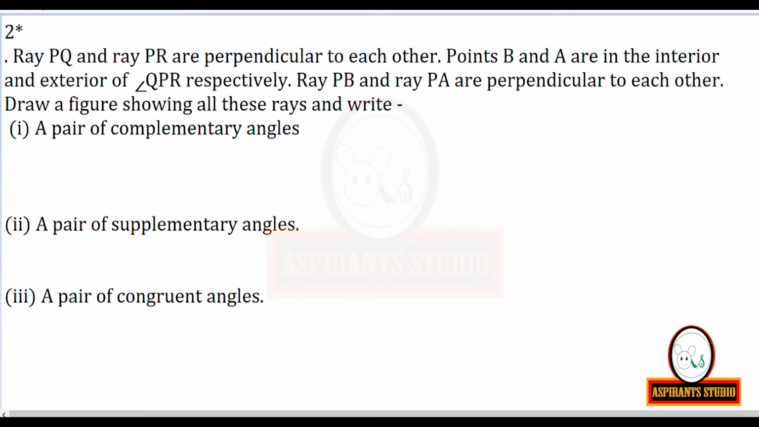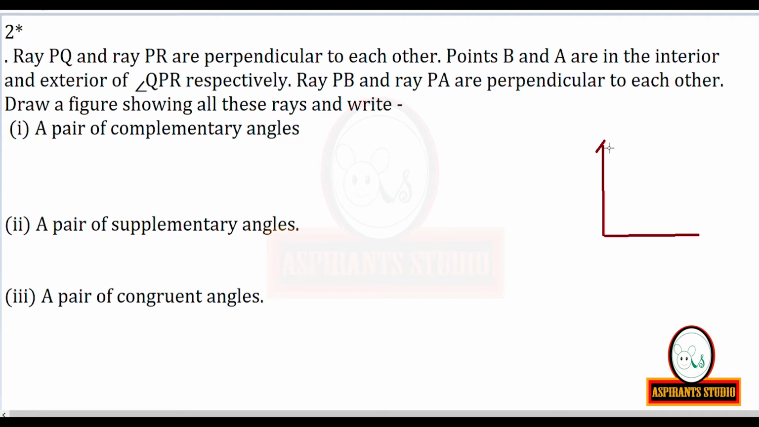Now coming to the next question. Ray PQ and ray PR are perpendicular to each other. So you are going to draw the figure. You are going to draw ray PQ and ray PR perpendicular to each other first. Ray PQ and ray PR are perpendicular to each other. For both the rays, the starting point is P.